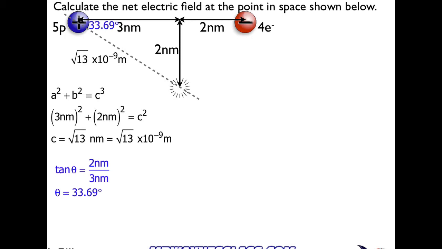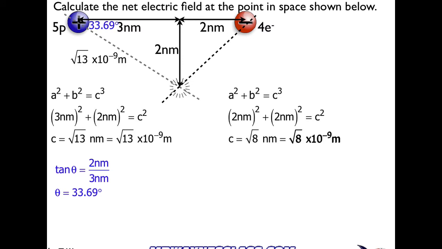Now I need to do some of the same geometry for the red particle. So I'll draw my line from the red particle to the point in space, use the Pythagorean theorem to get square root of 8 times 10 to the negative 9. So that's the length between the particle and the point in space, and I need to find the angle. So tangent theta is rise over run, which is basically inverse tangent of 1, and that's 45 degrees. So that's the angle in the top right-hand corner.